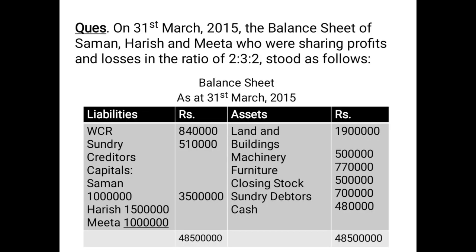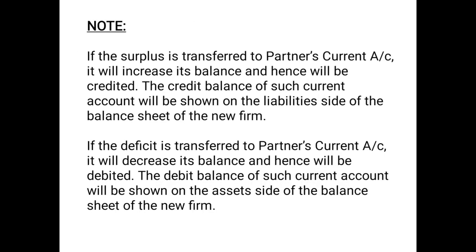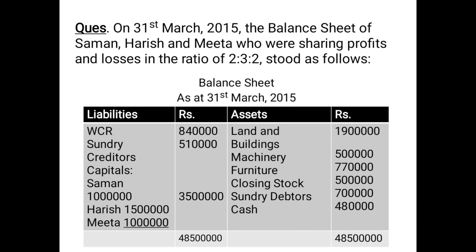So let us discuss a question on such adjustments. As you can see, on 31st March 2015, the balance sheet of Saman, Harish and Meeta, who were sharing profits and losses in the ratio of 2:3:2, stood as follows. So this is the balance sheet given as at 31st March 2015.